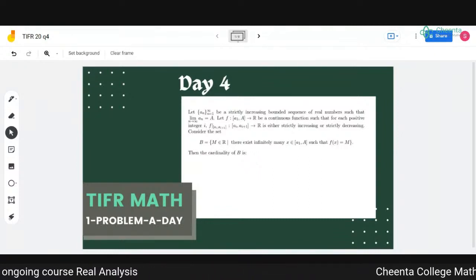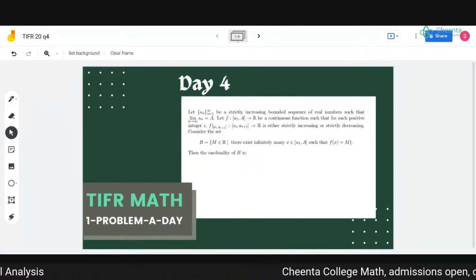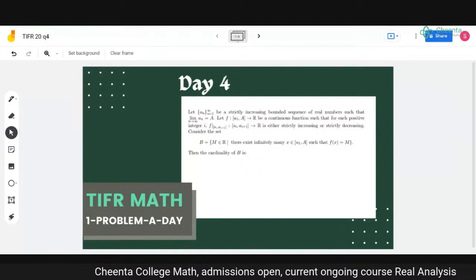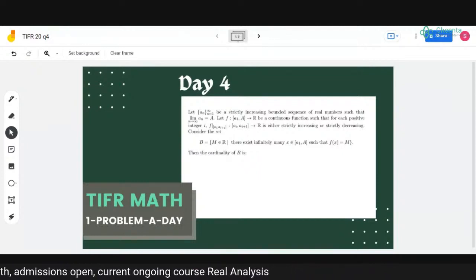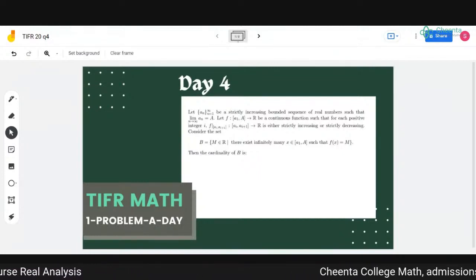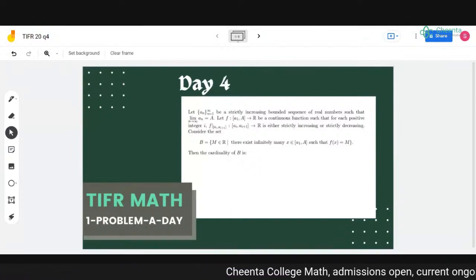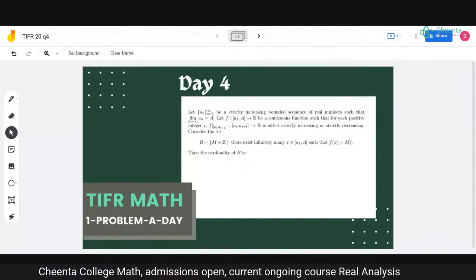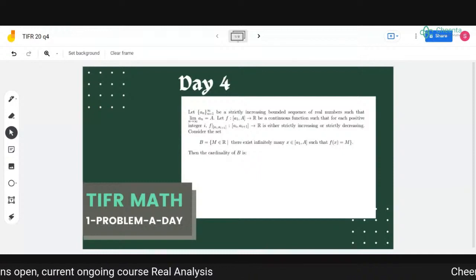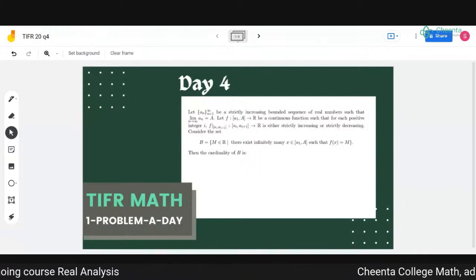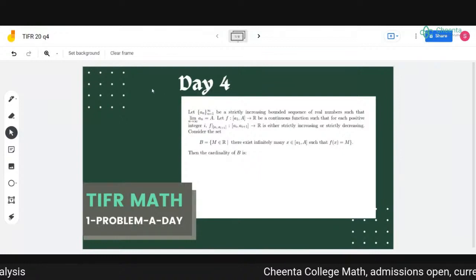and the function f is defined from (a1, a) to R, and it is defined to be a continuous function such that for each positive integer i, the restriction to each of these small closed and bounded intervals is either strictly increasing or strictly decreasing. So consider the set, and we need to figure out the cardinality of B.